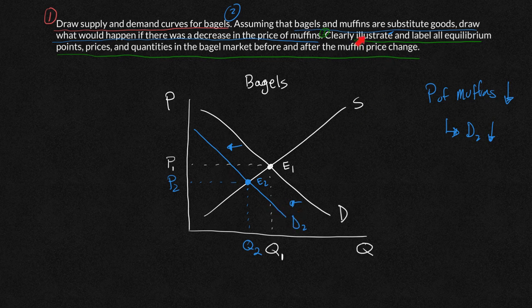Now, do we have everything clearly labeled? Clearly illustrate and label all equilibrium points, E1 and E2, before and after, prices, P1, P2, and quantities, Q1, Q2, in the bagel market, before and after the muffin price change. And we did a pretty good job with 1 and 2, before and after, and these arrows. So there you have it. This is how you would do a supply and demand change for a specific good like bagels, completely theoretical, so not with numbers, just showing what will happen in the market for bagels. I hope this was helpful.